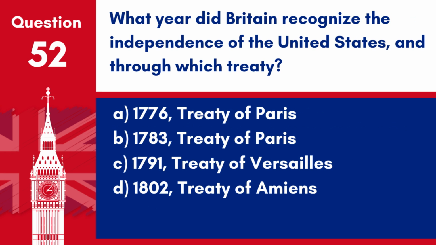Question 52. What year did Britain recognise the independence of the United States, and through which treaty? A. 1776, Treaty of Paris. B. 1783, Treaty of Paris. C. 1791, Treaty of Versailles. D. 1802, Treaty of Amiens.